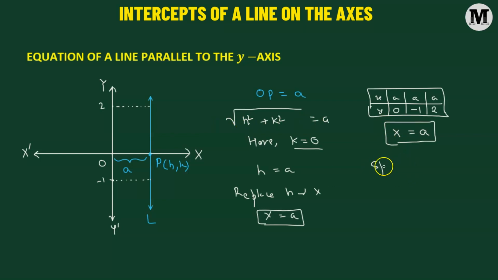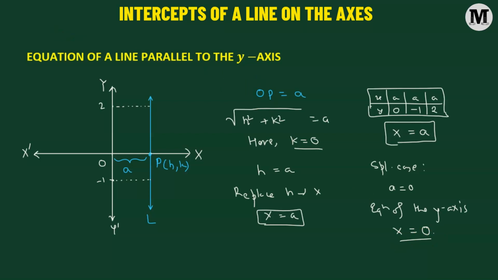If we talk about the very special case, when the value of a is 0, that means the x-intercept is 0. X-intercept is 0 means that this particular line L is actually lying on the y-axis. So that gives us the equation of the y-axis. The equation of the y-axis is simply x equals, so we're going to replace the value of a with 0, x equals 0.